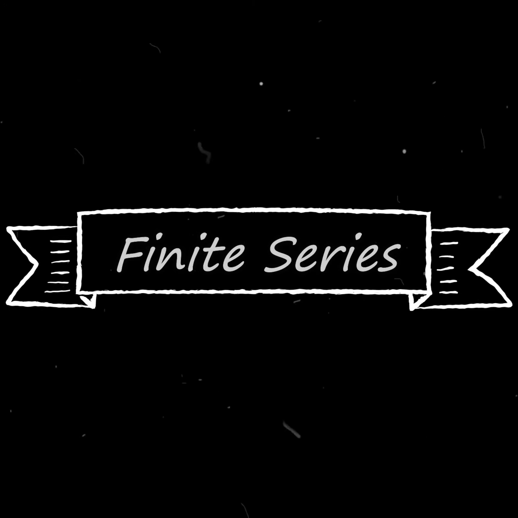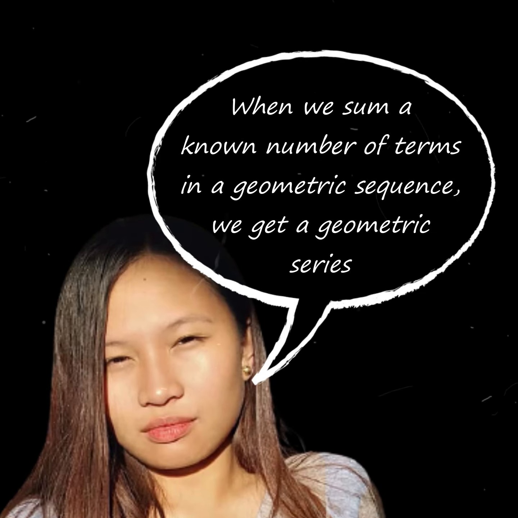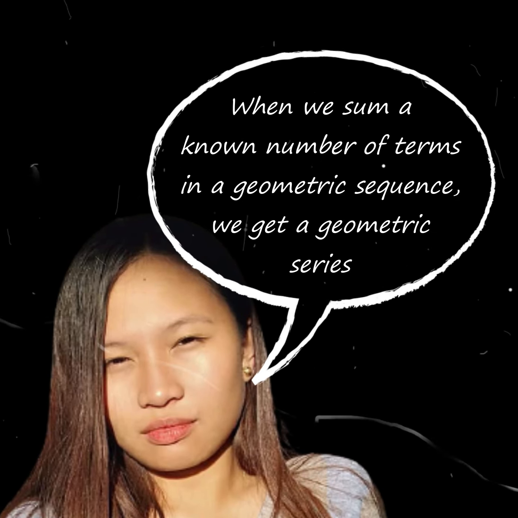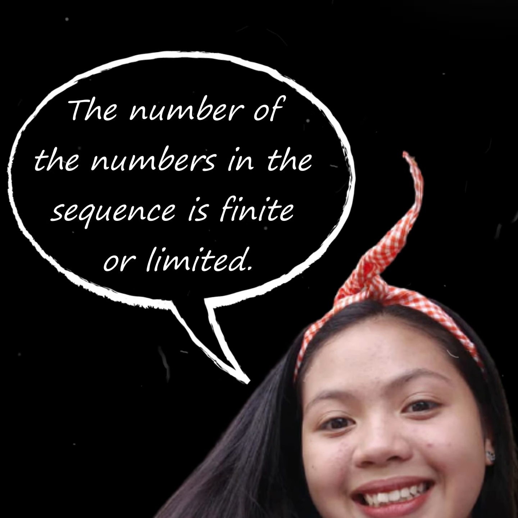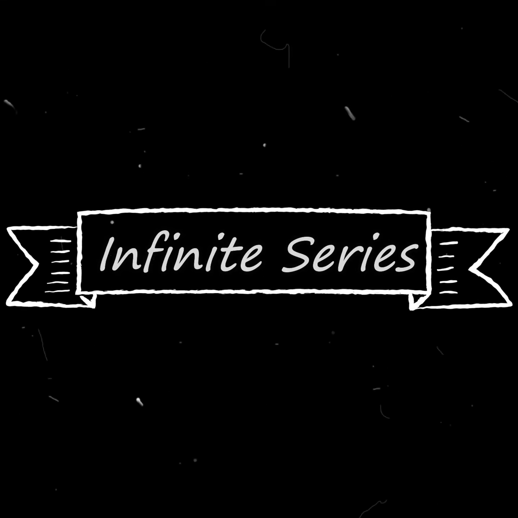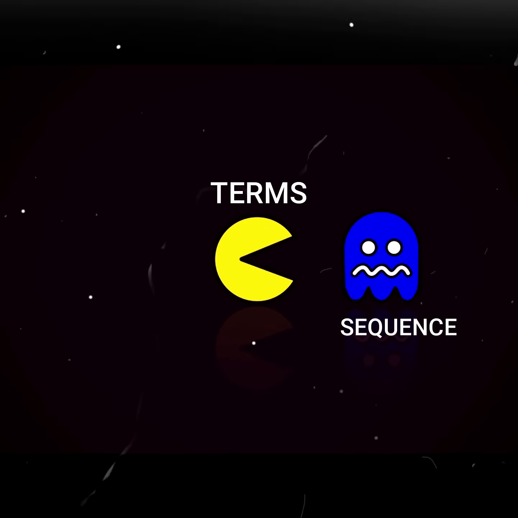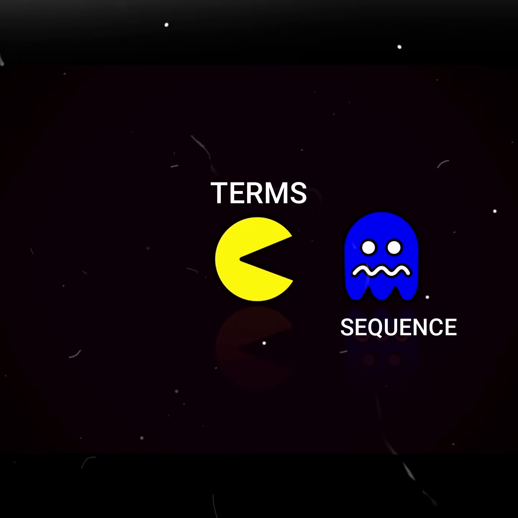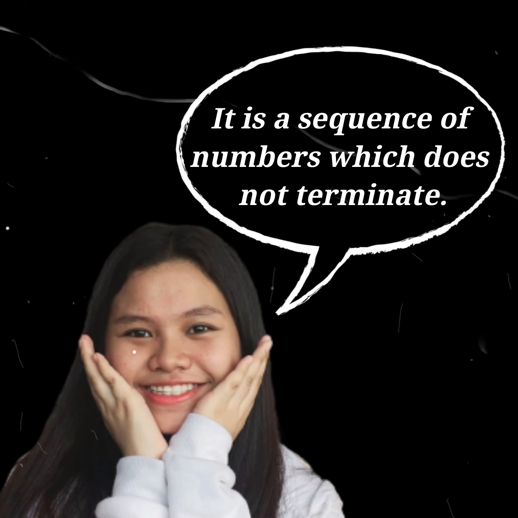The first one is the finite geometric series. When we sum a known number of terms in a geometric sequence, we get a finite geometric series. It is a sequence of numbers related by some rule. The number of the numbers in the sequence is finite or limited. And the other one is infinite geometric series. When the common ratio is greater than 1, the terms in the sequence will get larger and larger. And if you add the larger numbers, you will not get a final answer. The only possible answer would be infinity, and it is a sequence of numbers which does not terminate.